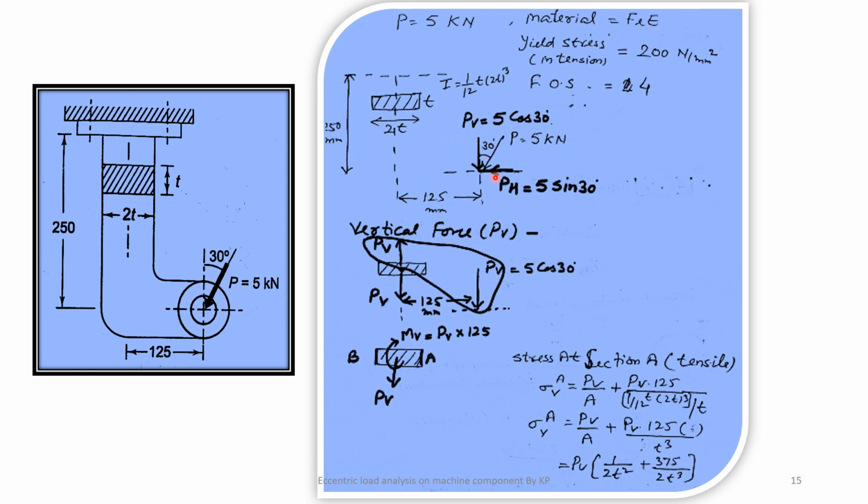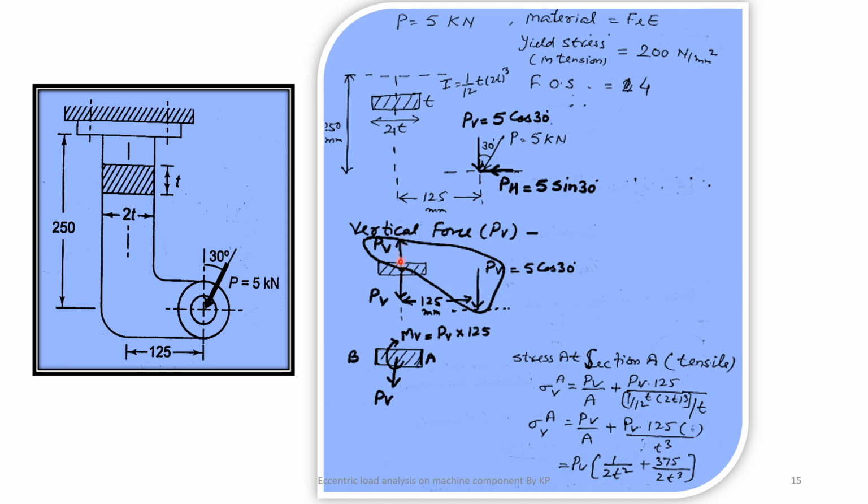One is PV, the vertical component, as well as the horizontal component, and consider the effect of these forces separately. So first of all, we do the analysis of the vertical force. We assume the vertical force only, which is 5 cos 30. So this is the vertical force 5 cos 30, and this is the cross section. We have to find out the dimension. So we have to see the effect of this vertical force on the cross section.